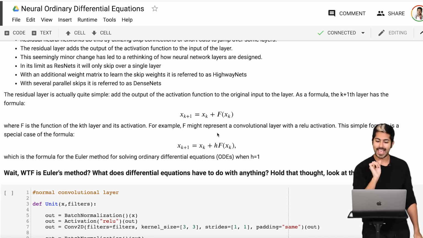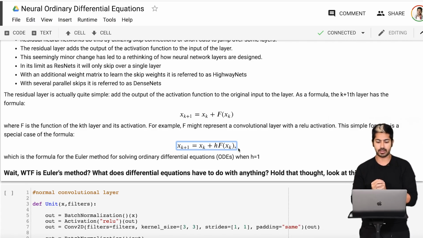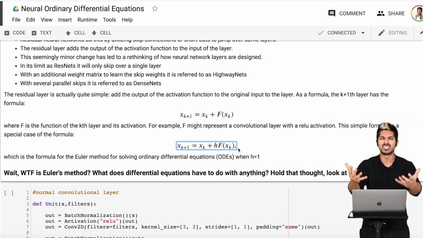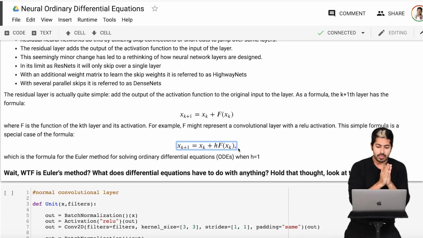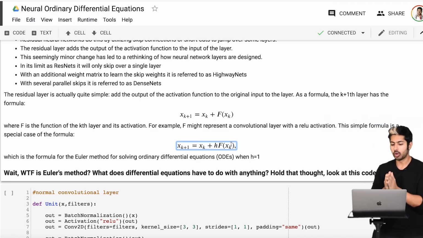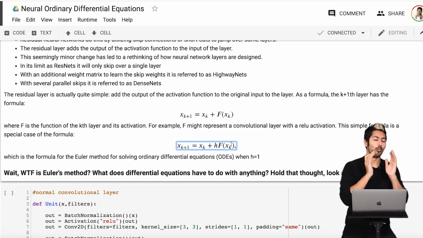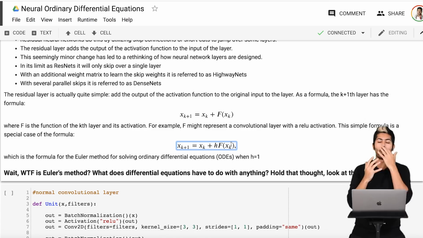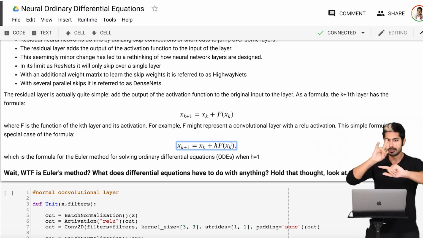So our original equation is x equals x plus f of x. So we'll just add h in there. So it's x equals x plus h times f of x, where h is 1. So it doesn't really do anything. It's just there, and it's still true. Now, why did we do this? Because if we cast it in this way, this equation right here, x equals x plus h times f of x, is the formula for what's called Euler's Method for solving ordinary differential equations when h equals 1. So you might be thinking, what are you talking about? What is Euler's Method? What are differential equations? And what do they have to do with neural networks? So hold that thought. Let's look at some code first.